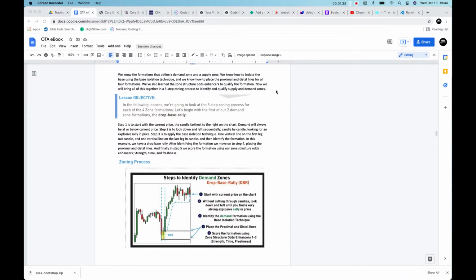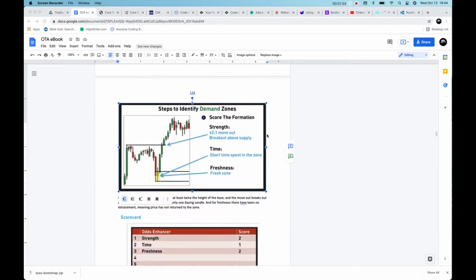After identifying the formation, we move on to step 4, placing the proximal and distal lines. And finally, in step 5, we score the formation using our zone structure odds enhancers: strength, time, and freshness.